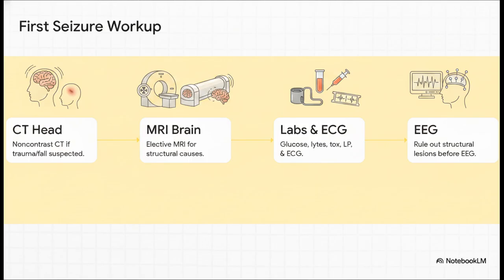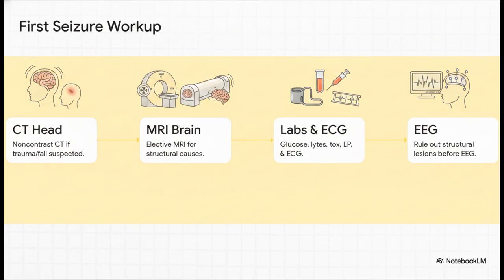An MRI is actually more sensitive for finding structural causes of epilepsy, but that's usually an elective procedure you do after you've excluded those emergency threats. Next, you evaluate for triggers and mimics. Check their glucose, electrolytes, get a CBC, look at renal and liver function, and do a toxicology screen. Run a pregnancy test if relevant, and check anti-epileptic drug levels if they're already on them.